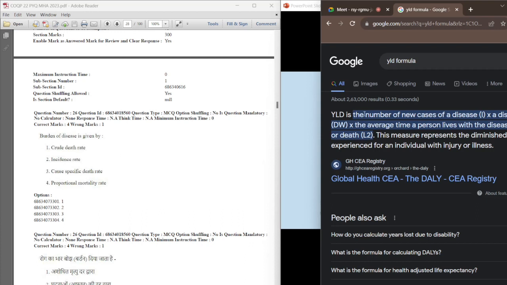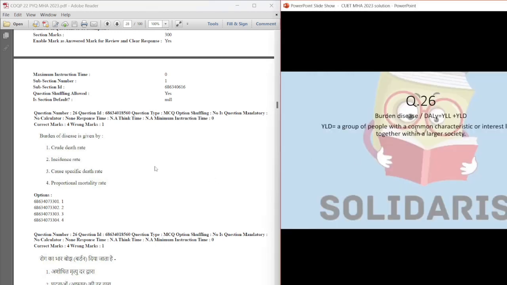But there is one option, the number of new cases of a disease. The number of new cases of a disease is called incidence rate. So in this way, we can conclude that incidence rate is the most appropriate answer for this question, because there are no proper options like DALY, YLL or YLD. Incidence rate is the right answer.